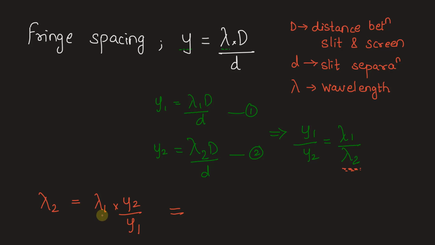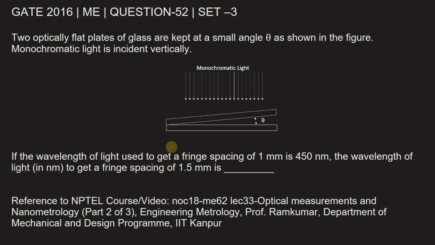Let's put in the values that we have. The first monochromatic light has wavelength 450 nanometers, times y2, the fringe spacing for the second case, which is given to be 1.5 mm, divided by the fringe spacing for the first case, which was 1 mm. By multiplication we get 675. Let's identify the unit. This is mm by mm, so we get 1. The unit of 450 is nanometers, which is also applicable to the unit of lambda 2, that is nothing but nanometers. Let's fill in the answer. The wavelength of light to get a fringe spacing of 1.5 mm is 675 nanometers.